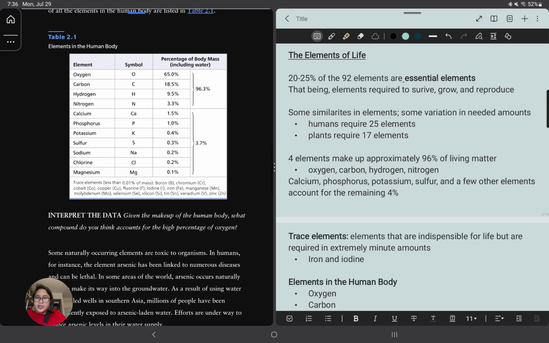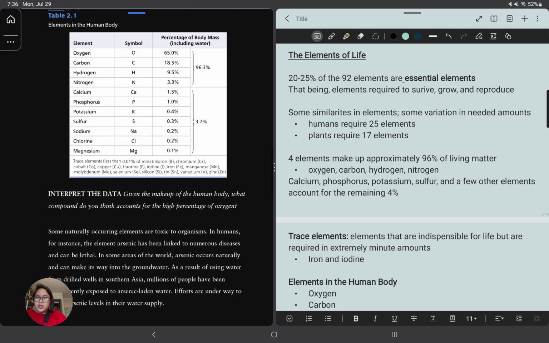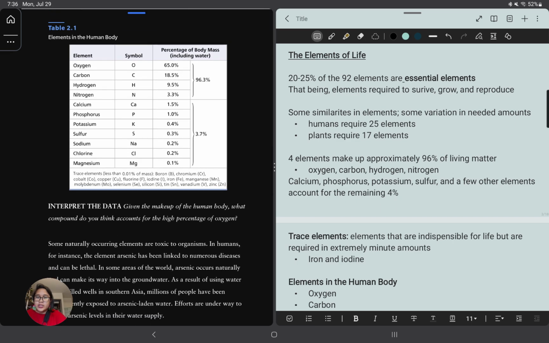Okay? So this is the list of the elements in the human body, which are oxygen, carbon, hydrogen, nitrogen, calcium, phosphorus, potassium, sulfur, sodium, chlorine, and magnesium. And just a heads up, if you're going to nursing school or medical school, you're going to need to memorize these eventually. So it's up to you whether you want to memorize this now or later.